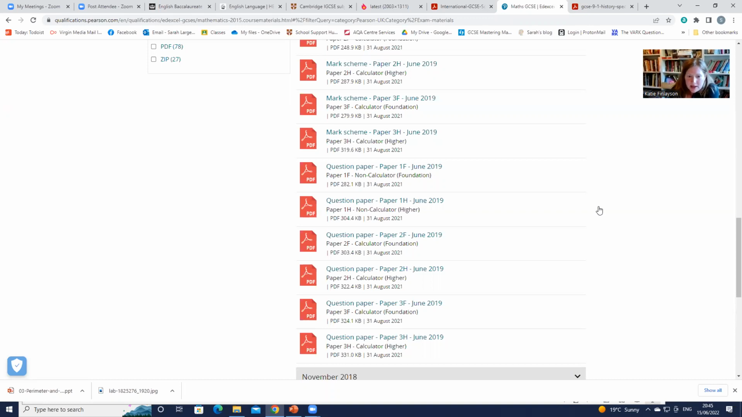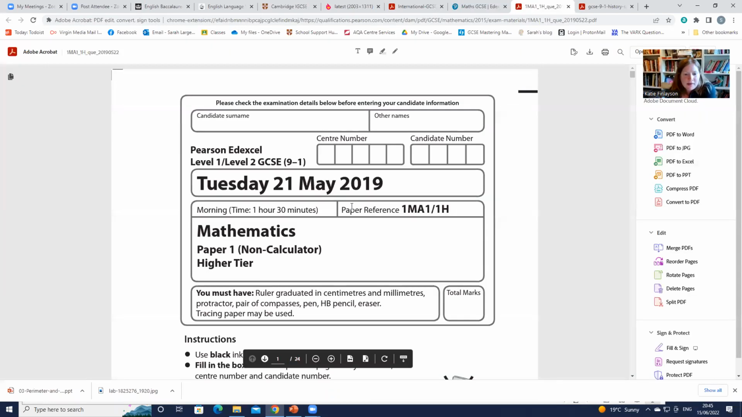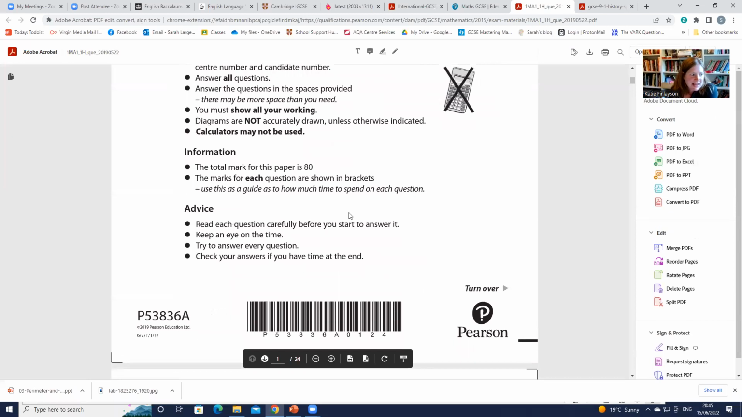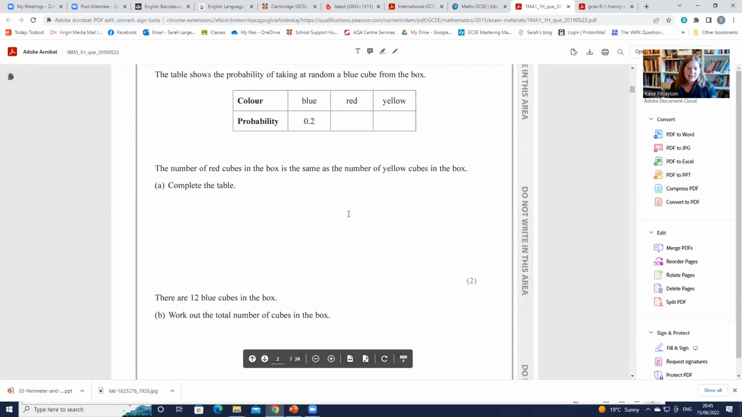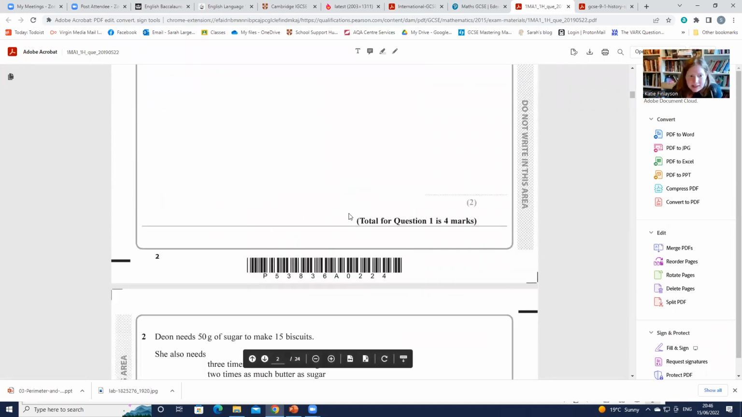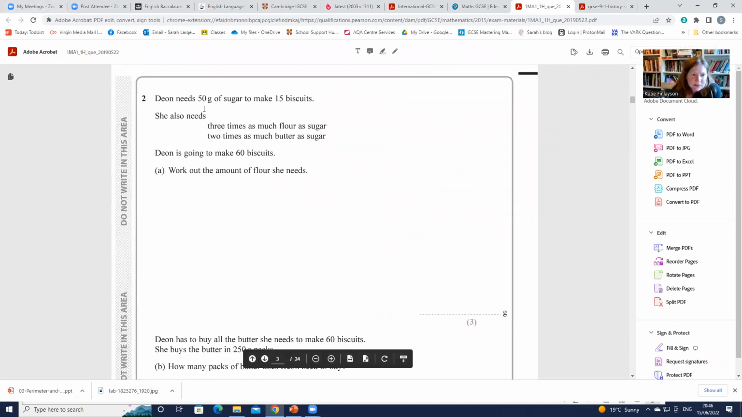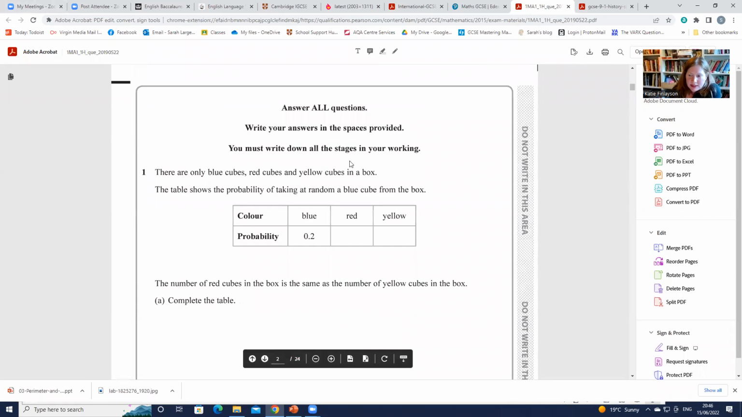So on here, if we pick a question paper 1H, that means it's the higher paper 1 for maths. So you can look at that. This is the exact exam paper that was given to them in the exam that year, and that's what they had to sit down and answer. So you can print those out yourself at home. You get your child to sit them.